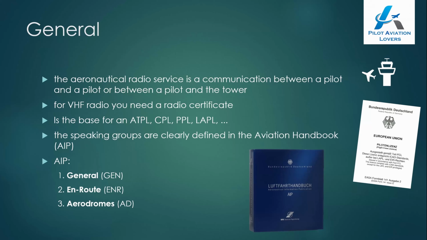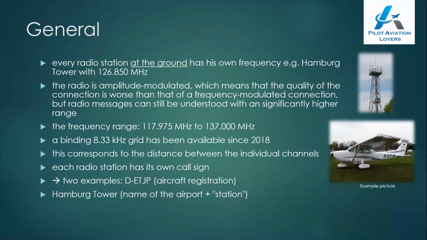The speaking groups are clearly defined in the Aviation Handbook, short AIP. The AIP has three parts: general, en route and aerodromes. Every radio station at the ground has its own frequency, for example, Hamburg Tower with 126.850 MHz. The aviation radio is amplitude modulated, which means that the quality of the connection is worse than that of a frequency modulated connection. But radio messages can still be understood with a significantly higher range.